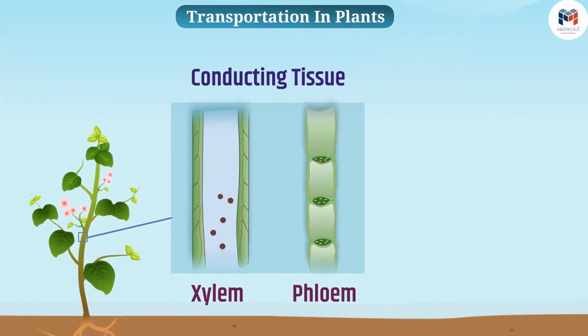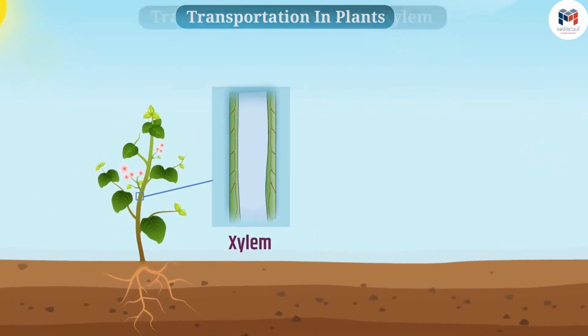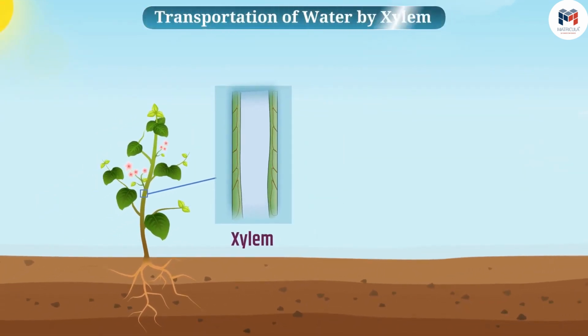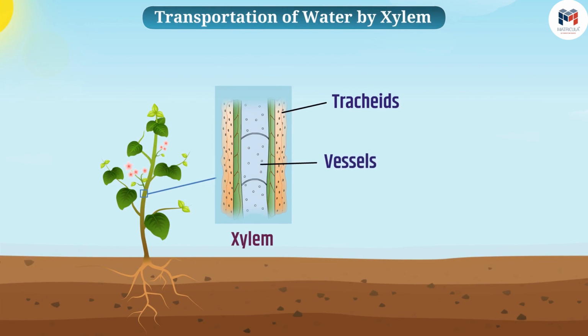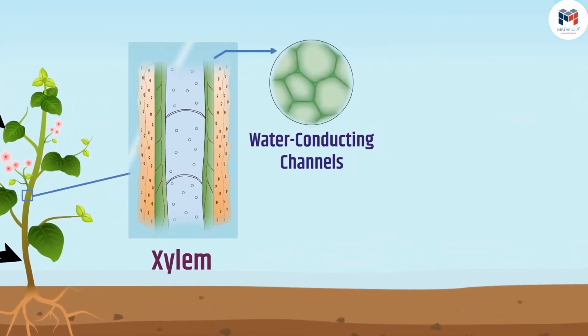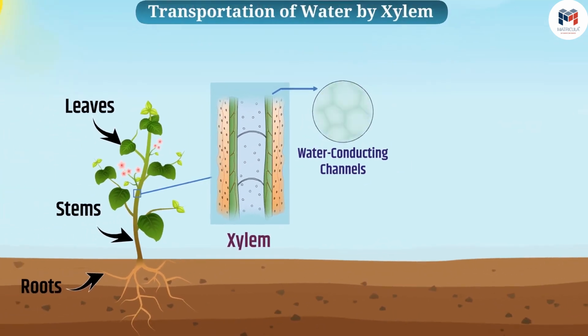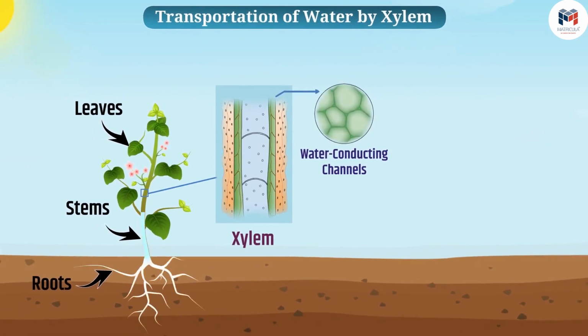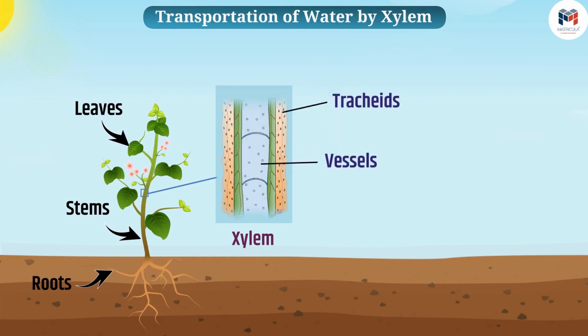Xylem carries water and minerals, while phloem carries food and other substances. Let us now see how water is carried by xylem. Tracheids and vessels of roots, stems and leaves form a continuous network of water-conducting channels in the xylem tissue. This network is connected to all parts of the plant. Therefore, there are tracheids and vessels in the xylem which transport water and minerals in the form of ions.